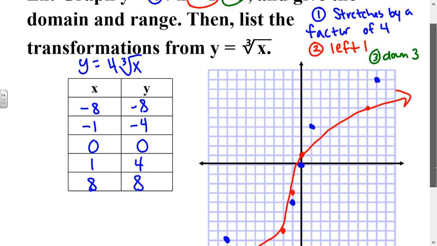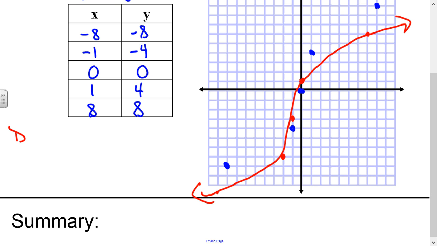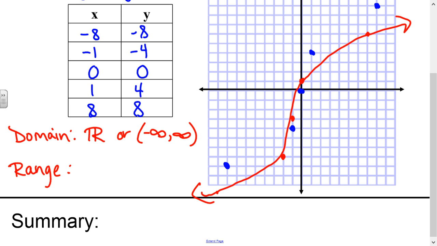Okay, now let's talk about domain and range. So remember domain is associated with the x values and range is the y values. So if I go across the x-axis, this red goes all the way across. So I can plug in any number I want, all real numbers, or you can do from negative infinity to positive infinity. Okay, for the range, if I look at the y's going up and down this way, my graph goes all the way across. So my range is also all real numbers, or from negative infinity to positive infinity. All right, so be sure to go back and answer the essential question and write your summary. Thank you.